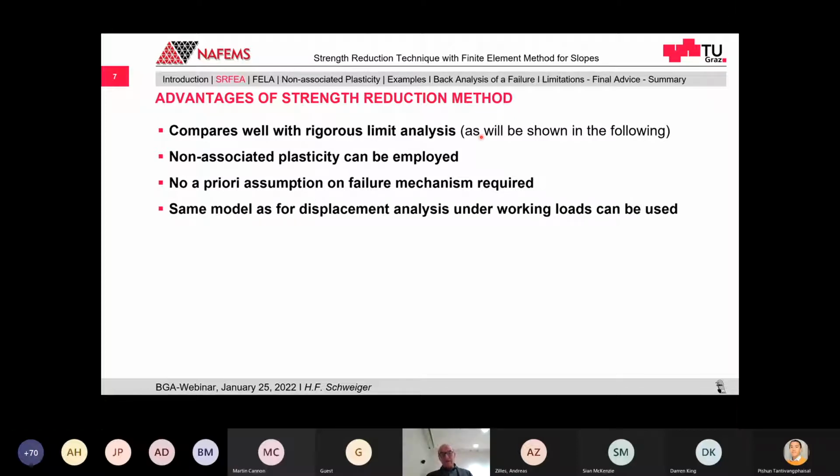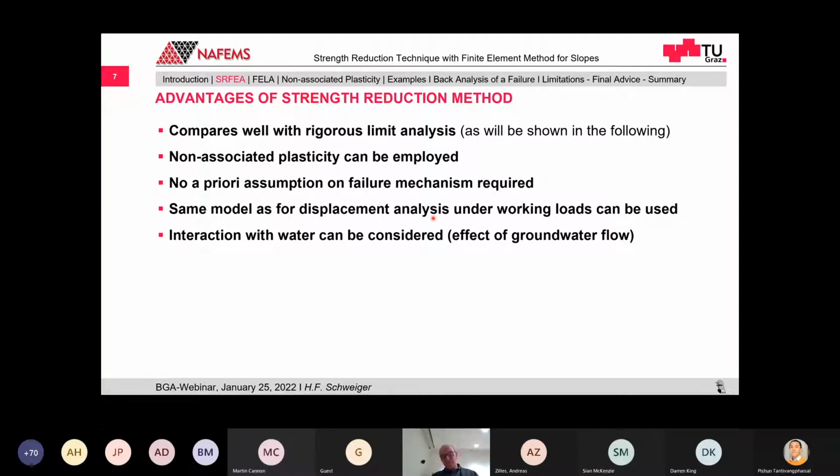And the nice thing is, if you have a model for doing the displacement analysis to look at stresses and strains and displacements under working load conditions, you then can use the same model, so you don't have to switch to a limit equilibrium program to get the factor of safety. So that is really an advantage and is an add-on, so to speak, because I think many people still think, well, finite elements is for working load conditions and not so much for failure, but you can do this as well. But I will come back later to what you have to be aware of.